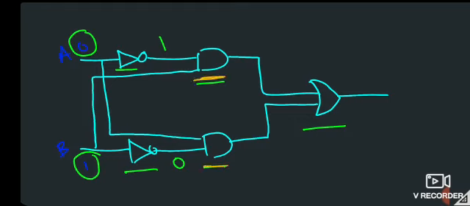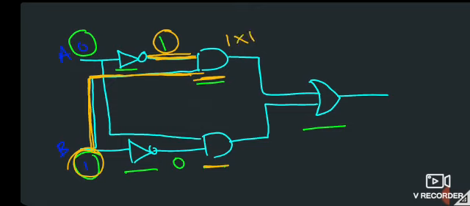The next gate is the AND gate. The AND gate has two inputs, the first input and the second input. The first input is 1 and the second input is 1. The AND gate uses the multiplication operation. So 1 into 1 is 1.